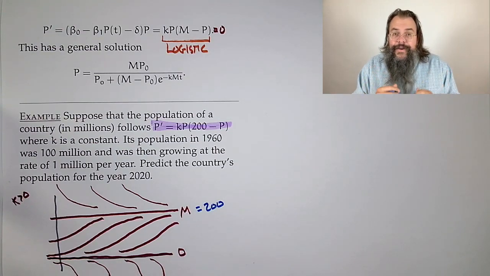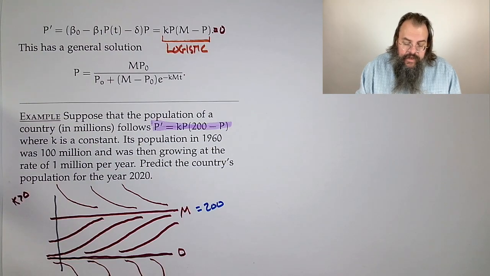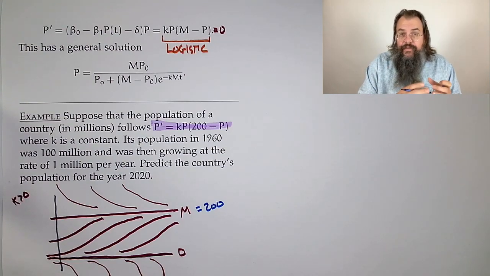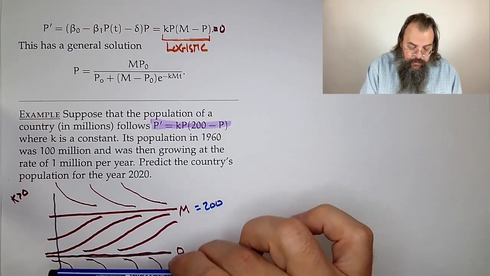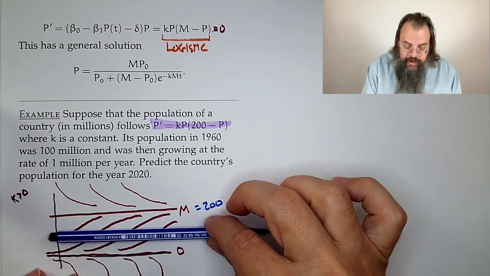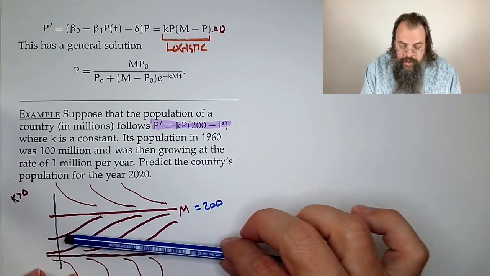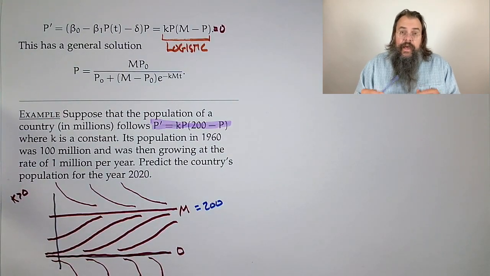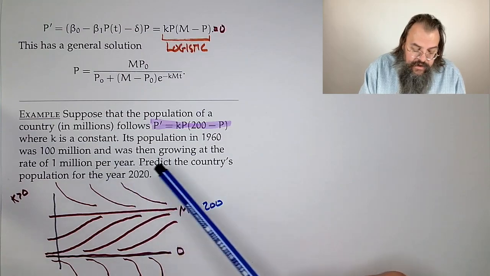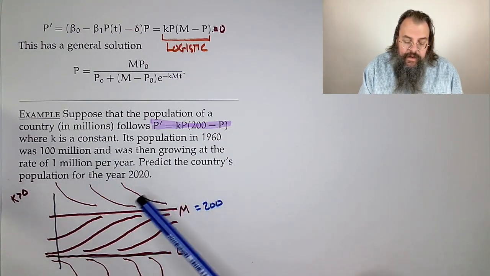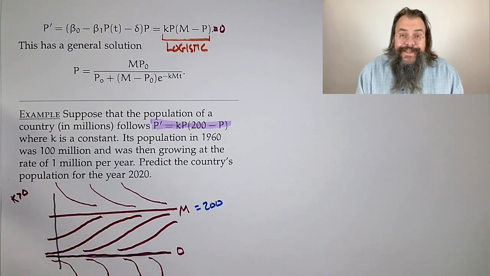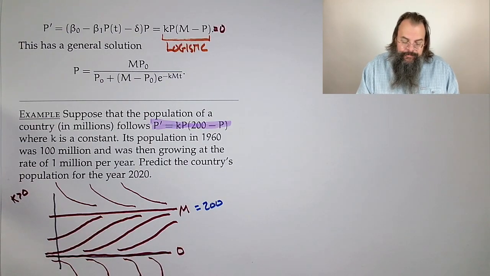All right, now there's some additional information. Its population in 1960 was 100 million. So that means we are somewhere between 0 and 200. We're halfway in between, so we're going to be going up towards 200. And there's more. It was then growing at a rate of 1 million per year. Predict the country's population for the year 2020. All right, there we go.